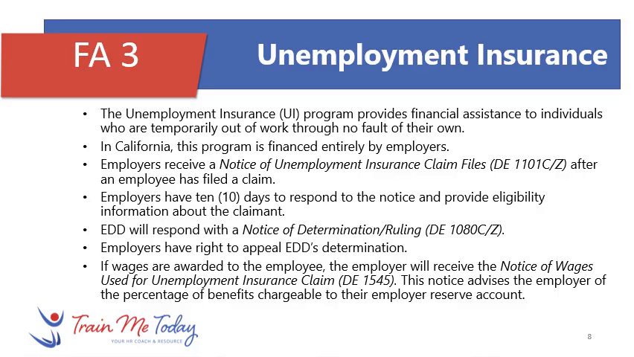If unemployment benefits are awarded, the employer will receive the Notice of Wages Used for Unemployment Insurance Claim. This notice advises employers of the percentage of benefits chargeable to their employer reserve account. This is the second opportunity for the last employer and the first opportunity for any other base period employers who were not the last employer to provide eligibility information by responding in writing and mailing the response within 15 days from the mail date located at the top of the notice. Employers can request a ruling to have the liable charges relieved from their reserve account with EDD, and EDD will determine whether the charges are assessed.